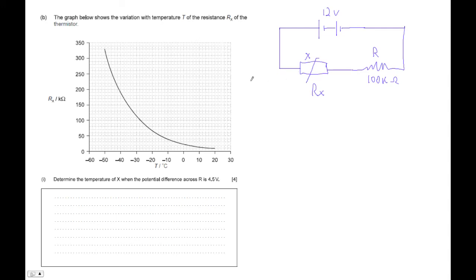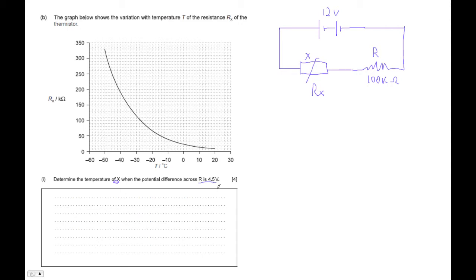So it's a negative temperature coefficient thermistor, but it's just a graph, right? By reading the graph and knowing the temperature, we can actually figure out the resistance of this thing. So let's not freak out. I don't want anybody to lose an eye on this, right? So determine the temperature X when the potential difference across R is 4.5 volts, right?